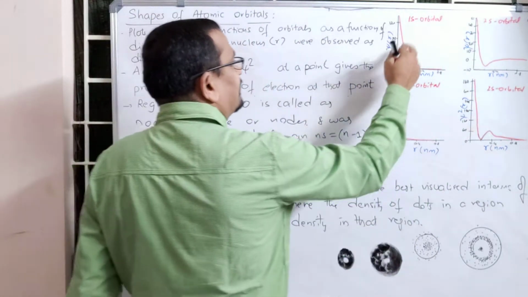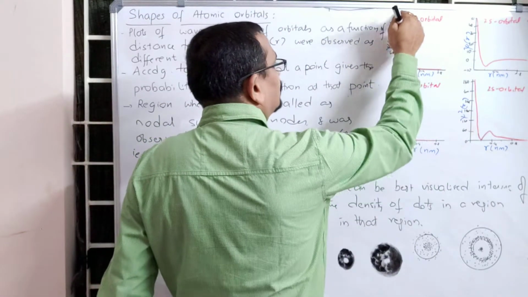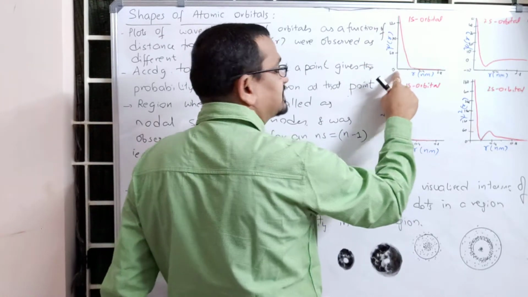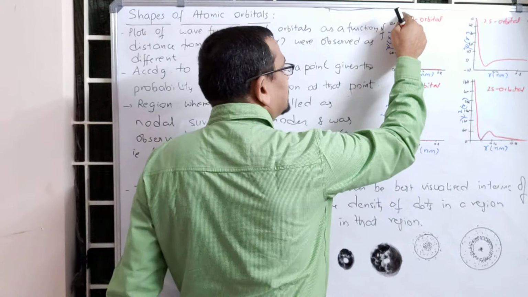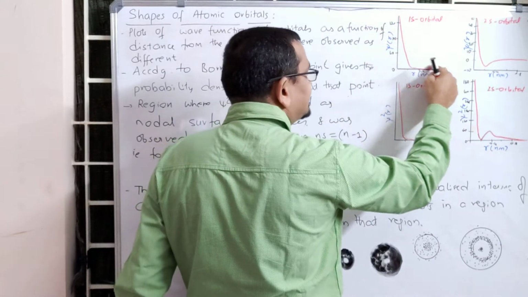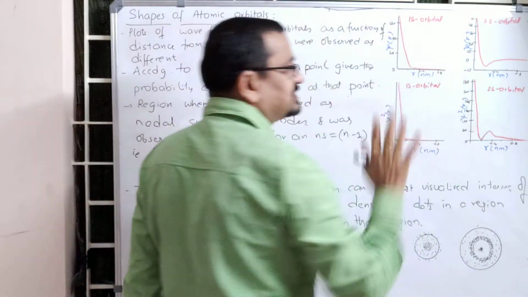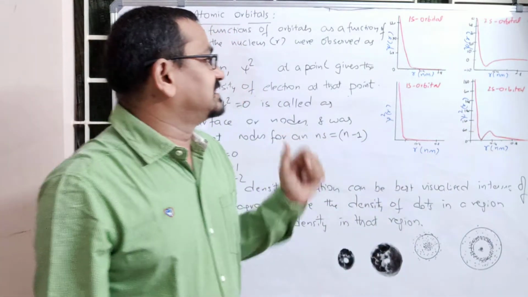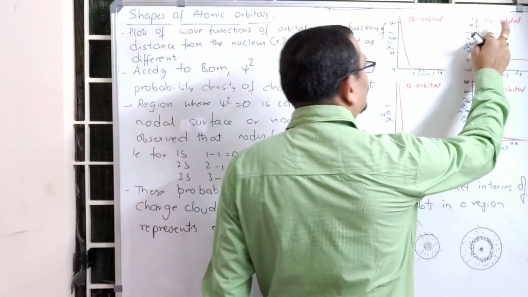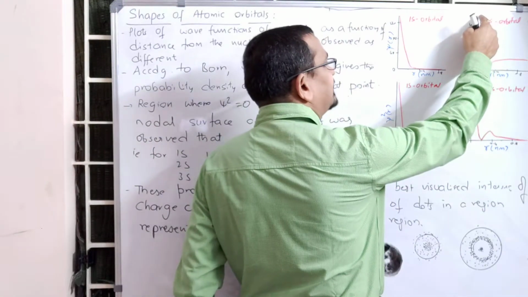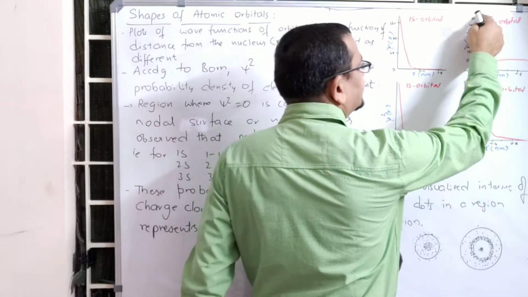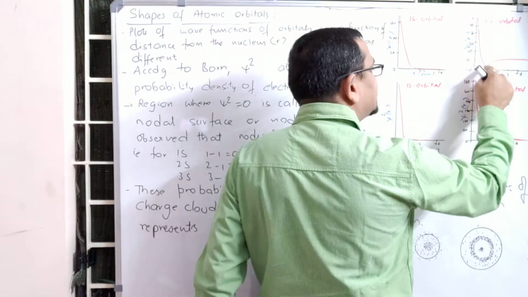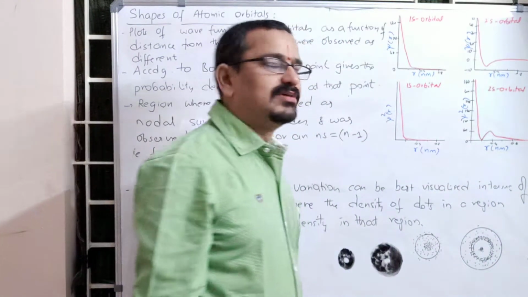See here, for the 1s orbital, the value of the wave function psi is very high at zero distance, that is, at the nucleus, and is gradually decreasing with increase in distance from the nucleus and reaching zero, meaning zero nuclear influence distance. Similarly, for a 2s orbital, electron probability is very high and decreases with increase in distance from the nucleus, and after zero it is approaching negative probability.